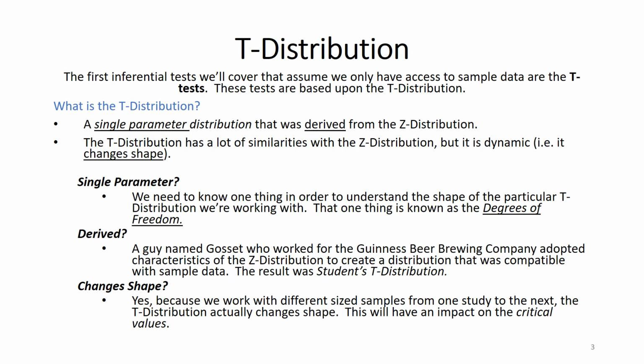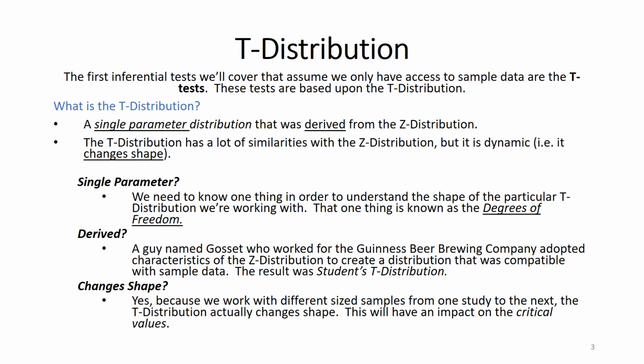The t-distribution. The first inferential test we'll cover that assume we only have access to sample data are the t-tests. These tests are based upon the t-distribution. So what is the t-distribution? All right, let's break it down by looking at the points of this slide. The t-distribution is a single parameter distribution that was derived from the z-distribution. Another bullet point: the t-distribution has a lot of similarities with the z-distribution, but it is dynamic. In other words, it changes shape.